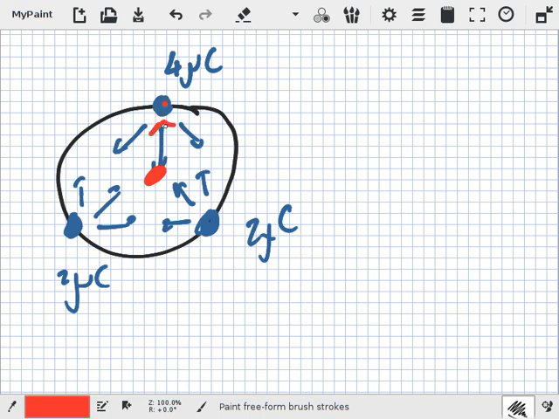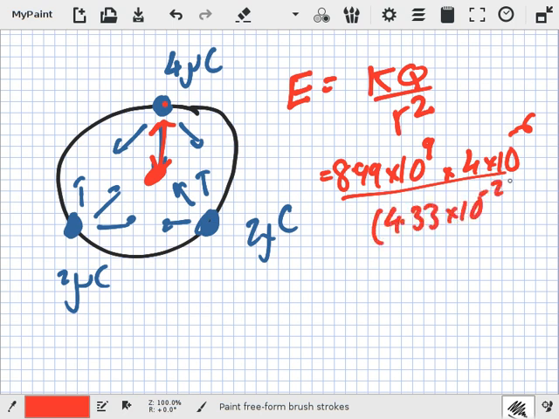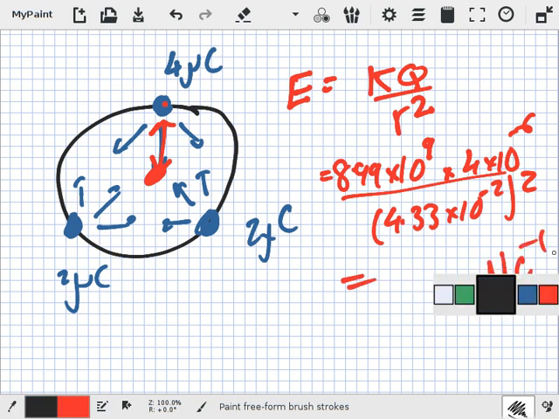Now, what's the distance here? We're given it. So the formula for the electric field strength is KQ over R squared. What's the K? It's 8.99 times 10 to the 9, isn't it? It's the 1 over 4 pi epsilon 0. Times the Q, which is 4 micro, over the R squared, which is 4.33 times 10 to the minus 2 squared. So the answer will be in newtons per coulomb. Can someone hit that in, please?